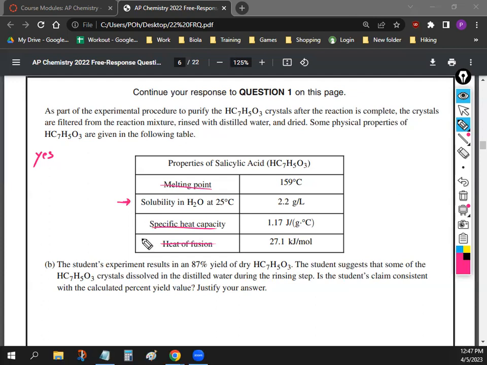So if you take a look at salicylic acid in water, if the solubility is 2.2 grams per liter, it means it does dissolve in water, right? And so that's the reason why the answer is yes. The student's claim is consistent with the physical properties because, and the answer is as simple as, salicylic acid dissolves in water. Yeah, that's it. And then you can refer to this right here.